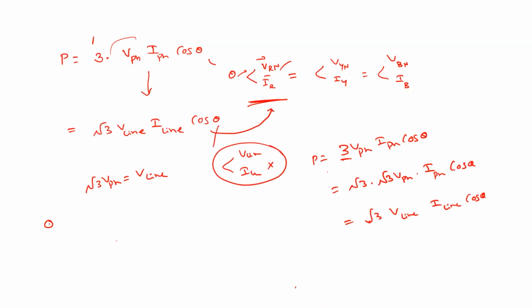Similarly, we have the reactive power Q. So that is 3 times V phase, I phase, sine theta. So this theta is the same here. So this can be written as root 3 V line, I line, sine theta.